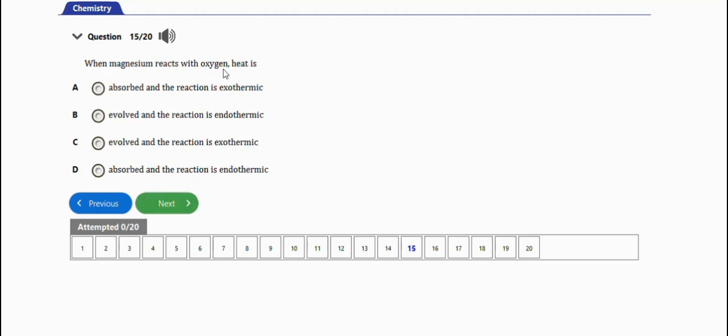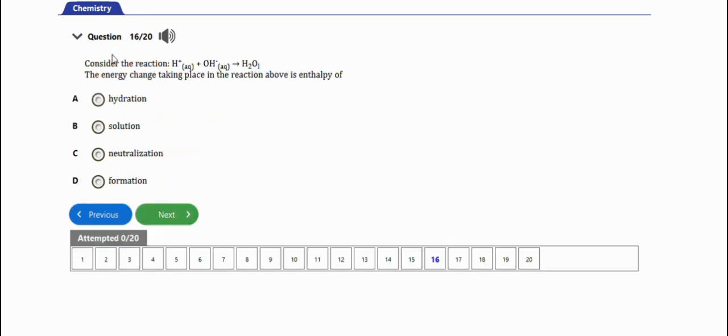Next question is this one. When magnesium reacts with oxygen, heat is absorbed and the reaction is exothermic. No. Heat is involved and the reaction is endothermic. No. Heat is involved and the reaction is exothermic. Yes. The right answer is option C. Very important, guys. Take note of this question. Next question is this one.